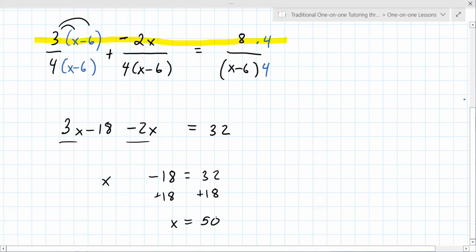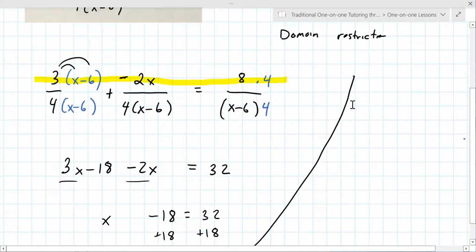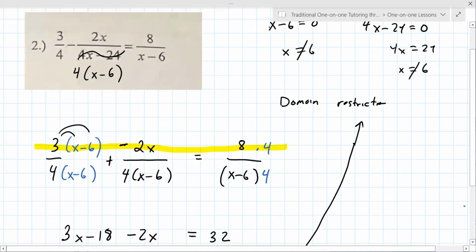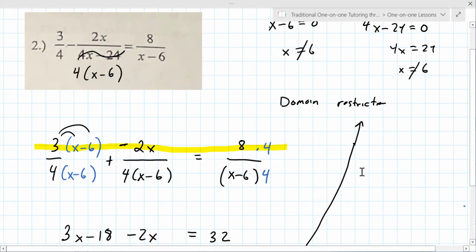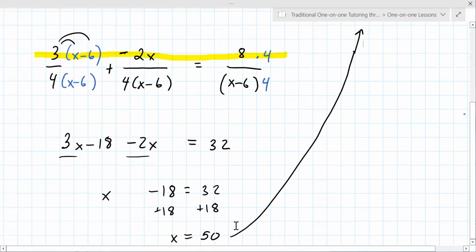And what you do with this answer is you compare it to the ones that you said it could not be. And you're okay. Like if it was 6, you'd say, oh, that's bad. I don't know what to do, but it's not. So this is your answer. So this is it. You're done.